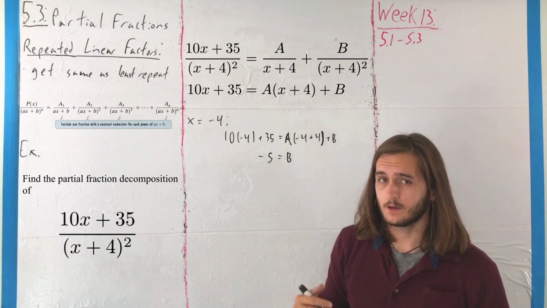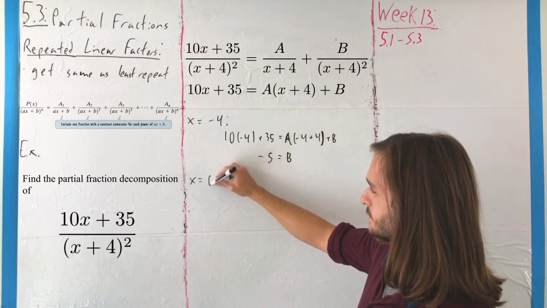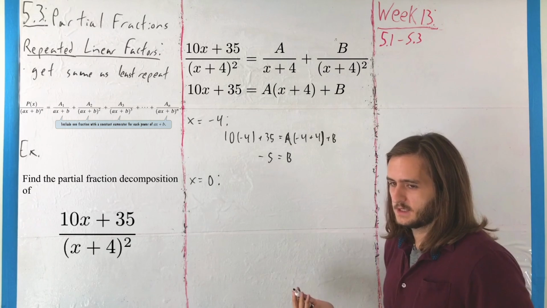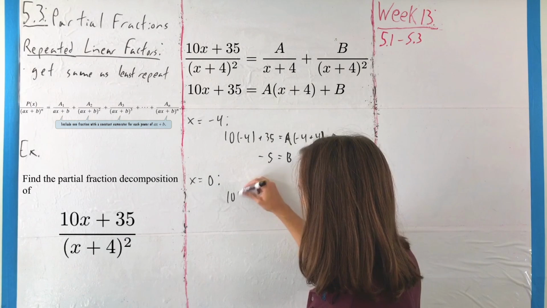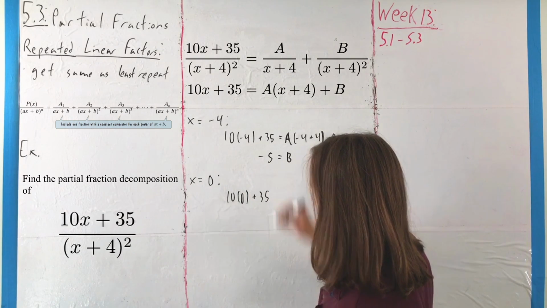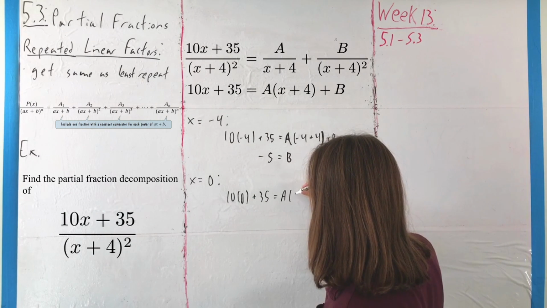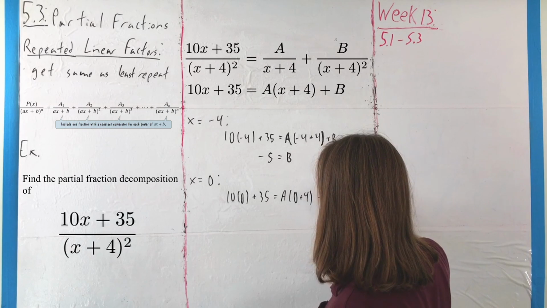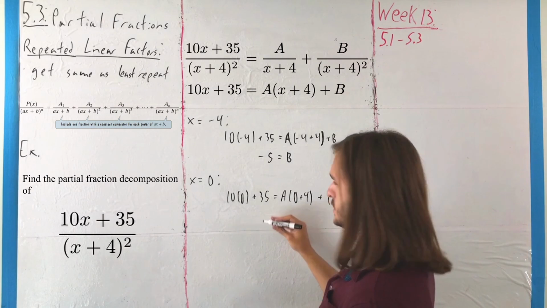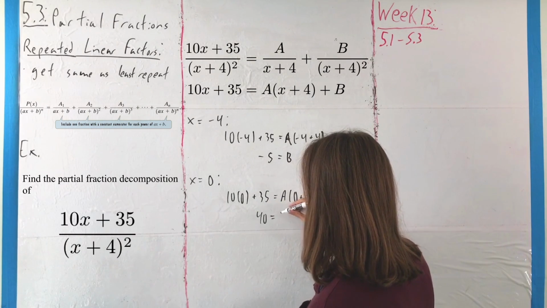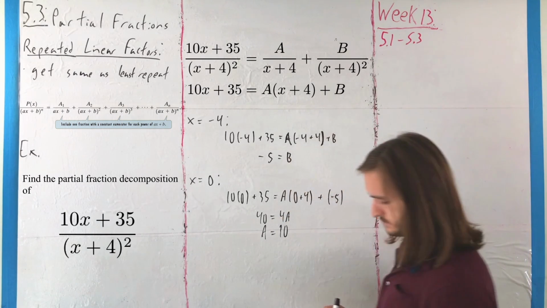And then from here, because we have the value B, we can use whatever we want to get A. So in particular, I'm going to use x equal to 0, because it's an easy one. What we can do is say that 10 times 0 plus 35 is equal to A times (0 + 4) plus B, which is -5. So that, with some finagling, turns into 40 equals 4A, or A is equal to 10.